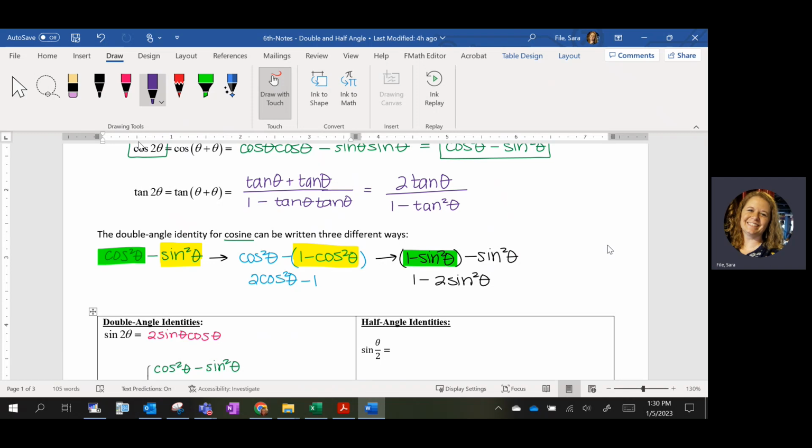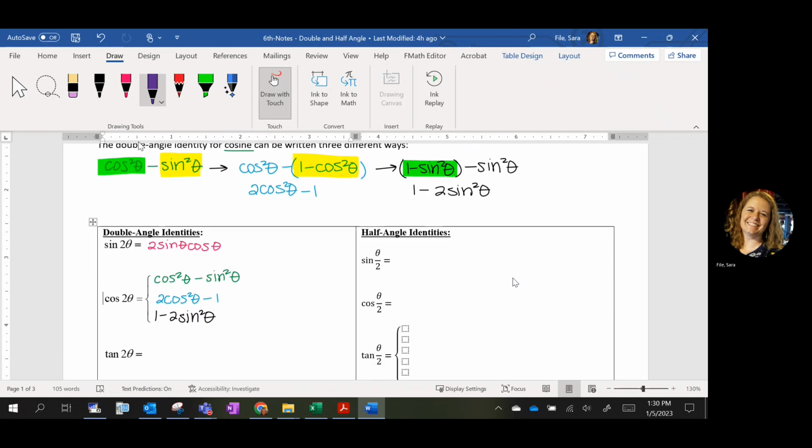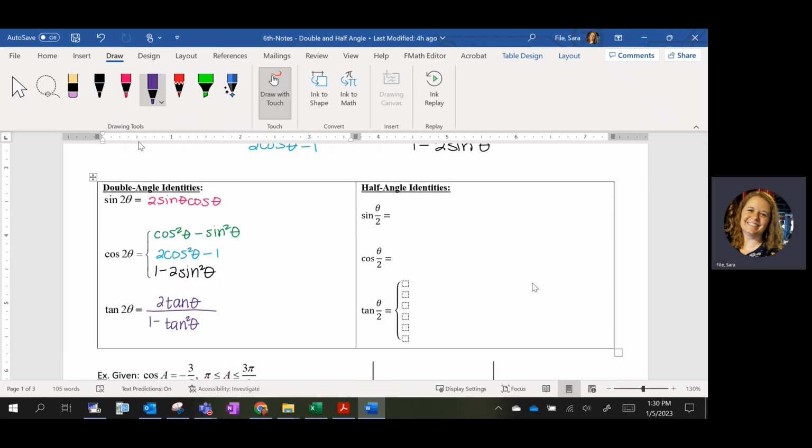So that's what I'm going to put in the box down here for my double angle identity: 2 tangent of theta over 1 minus tangent squared of theta. So those are all of your double angle identities. And again, these are not ones that have to be memorized. You will get them. You just need to know how to use them. Questions so far?